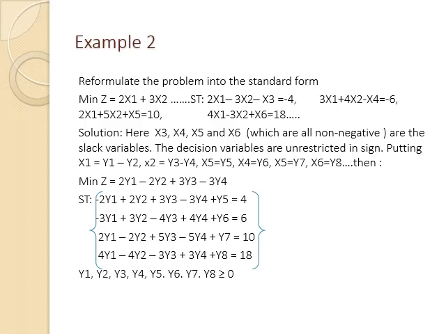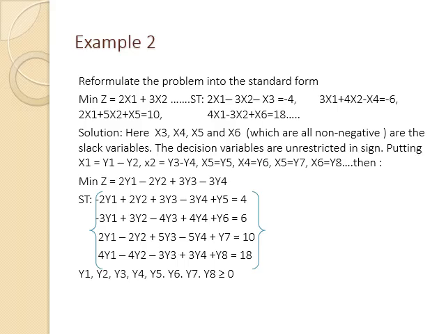Then 2x1 minus 3x2 minus x3 equal negative 4. With x1 equal y1 minus y2, it will be negative 2y1 plus 2y2 plus 3y3 minus 3y4 plus y5 equal 4.